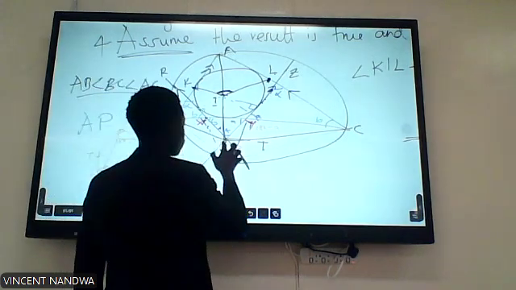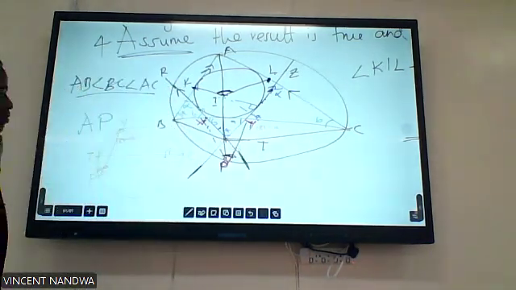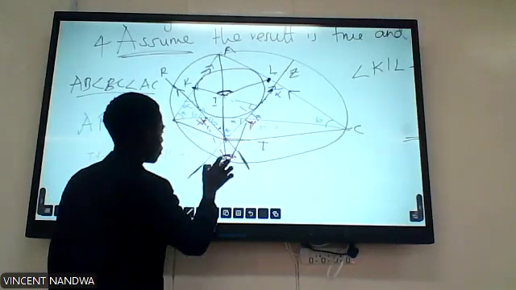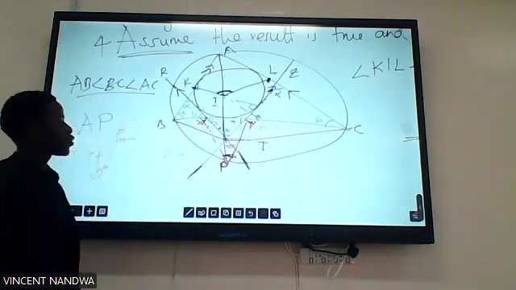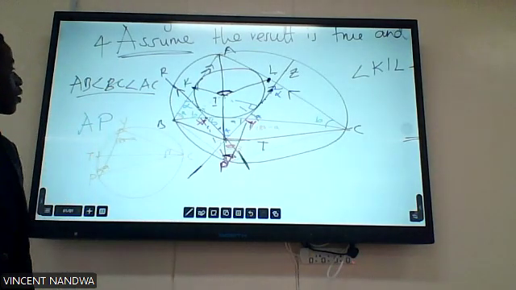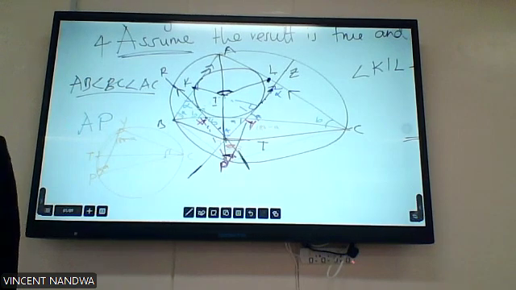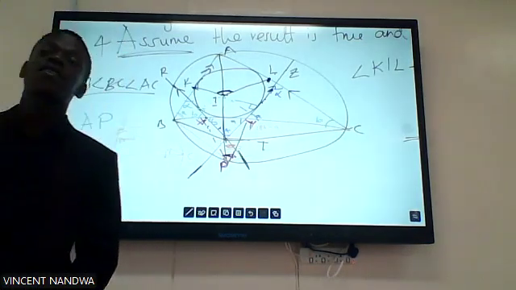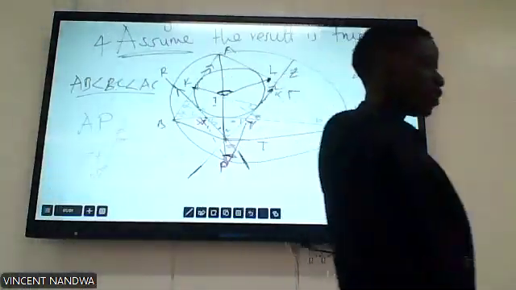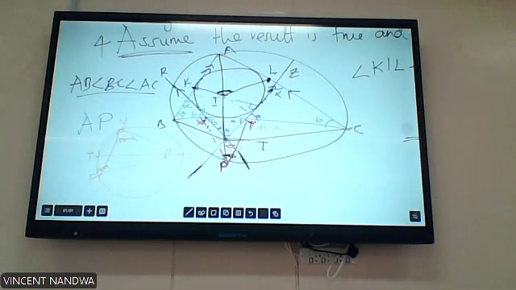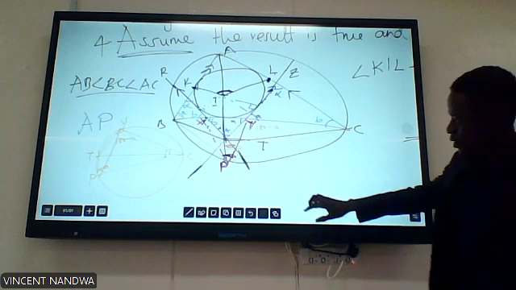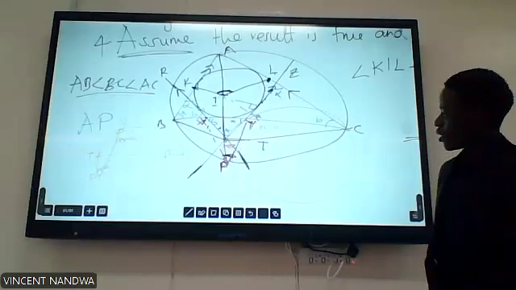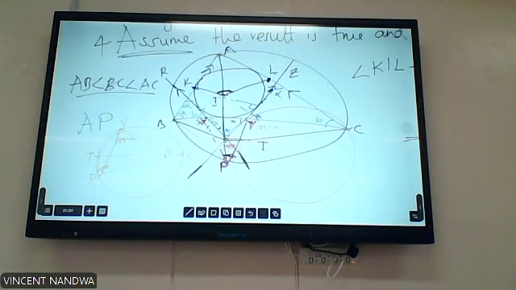So what I'm going to do is look at this diagram and say, okay, they are cyclic. It means this angle here is equal to which angle? Angle APY is equal to which angle? Okay, so I have a circle PTYC. With that circle, angle APY should be equal to each other.